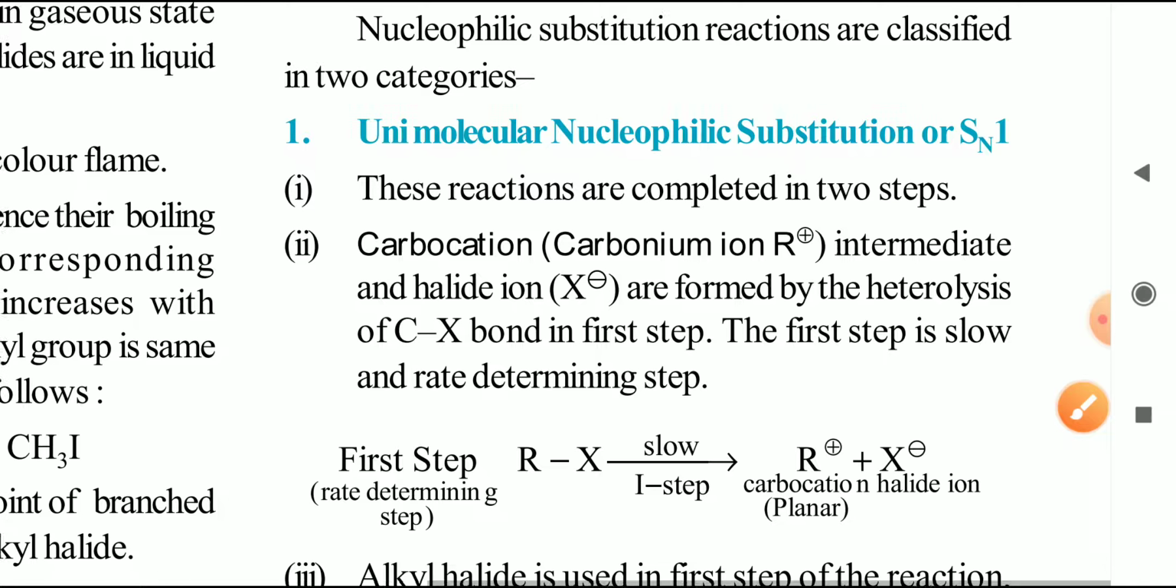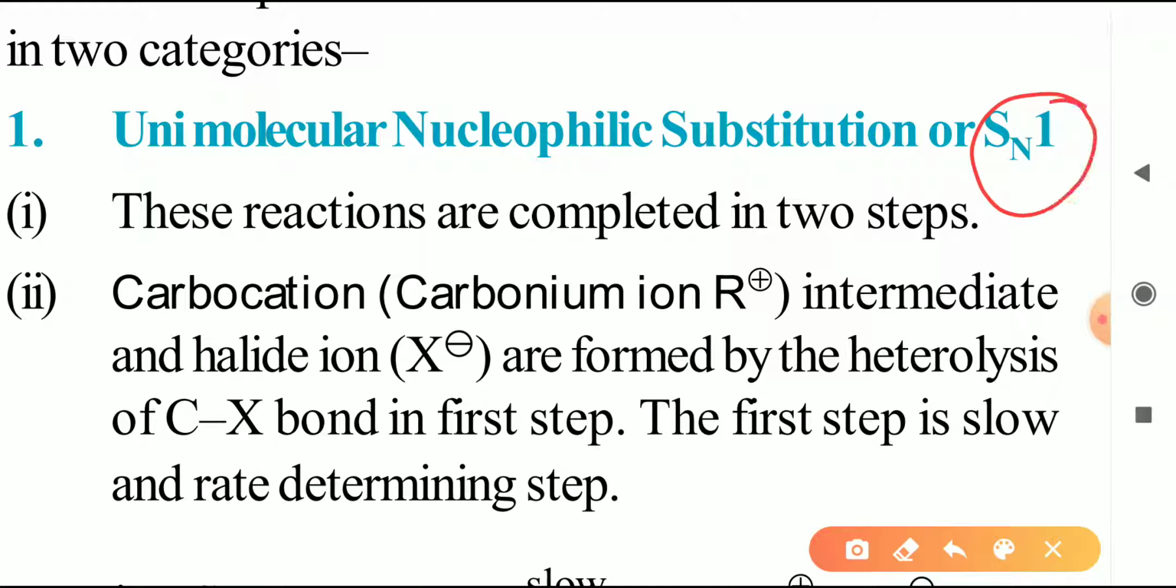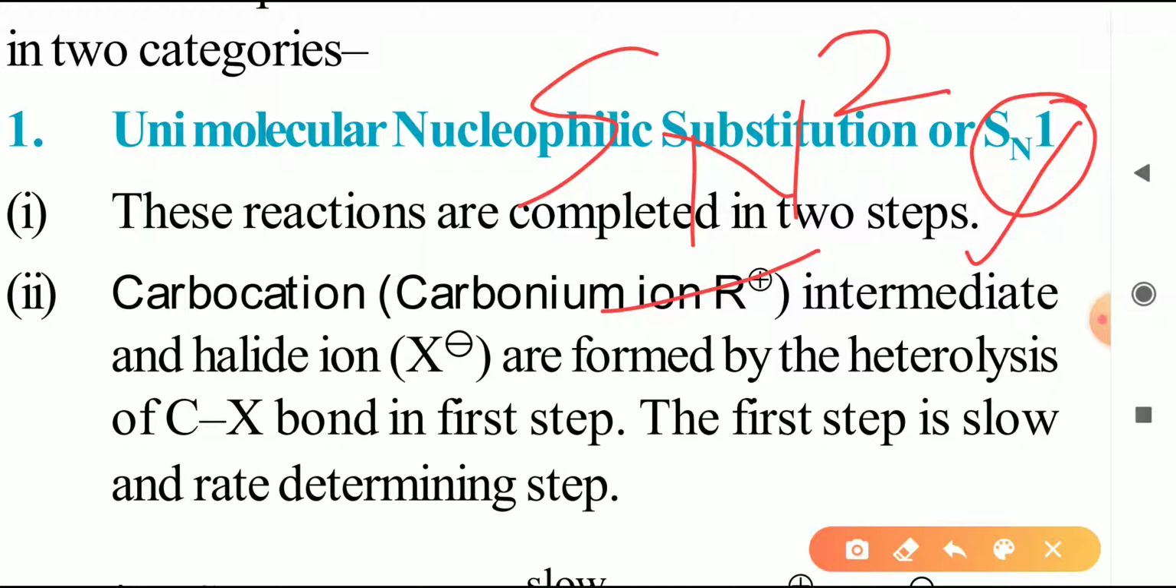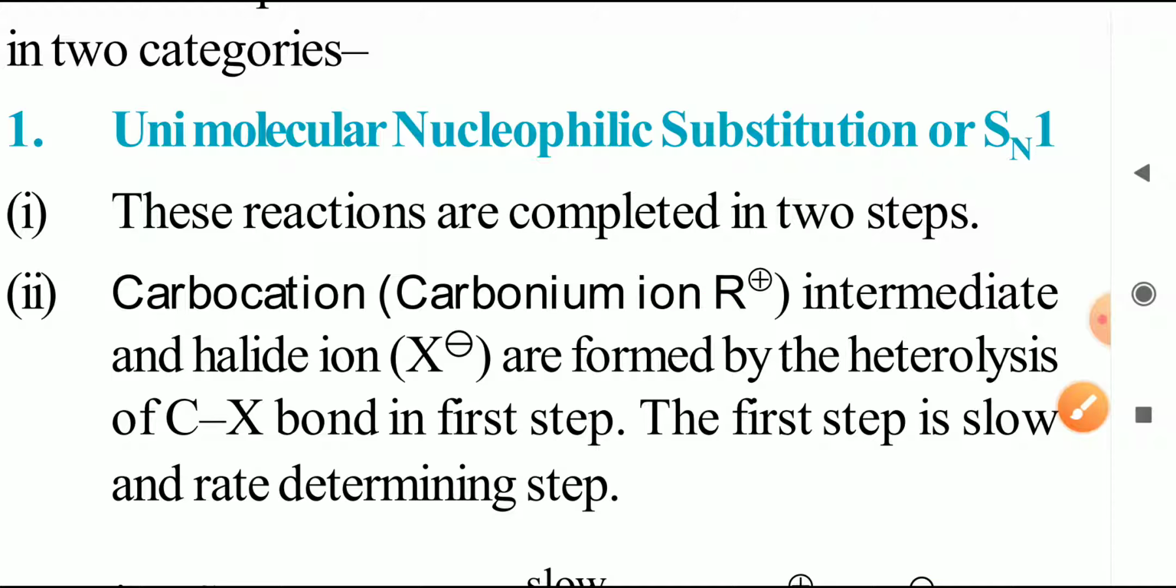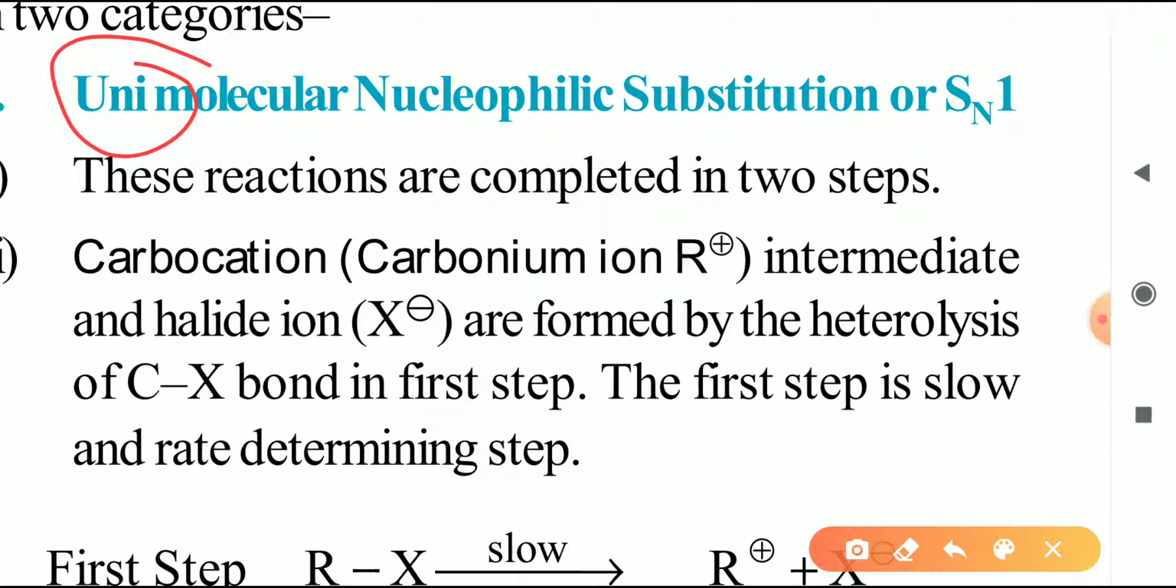Now there are two types of nucleophilic substitution reactions, a very important topic. One is unimolecular nucleophilic substitution reaction, known as SN1 reaction, and another one is SN2 reaction. On the basis of their mechanism, nucleophilic substitution reactions are of two types, SN1 reaction and SN2 reaction. First, SN1 is unimolecular nucleophilic substitution. Here one refers to uni, that means unimolecular.